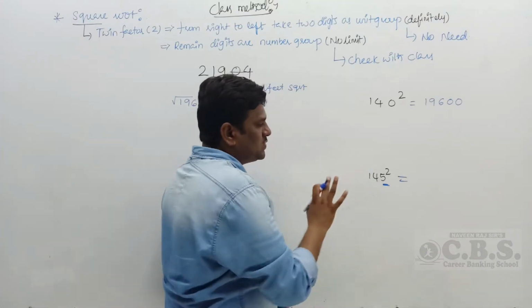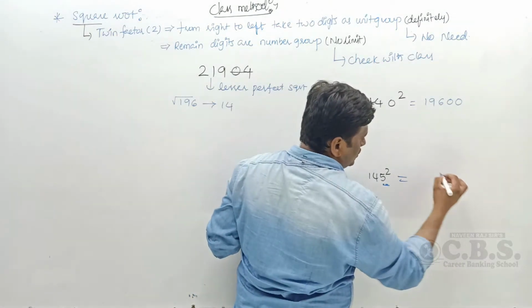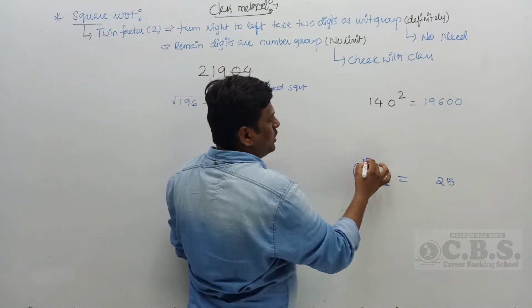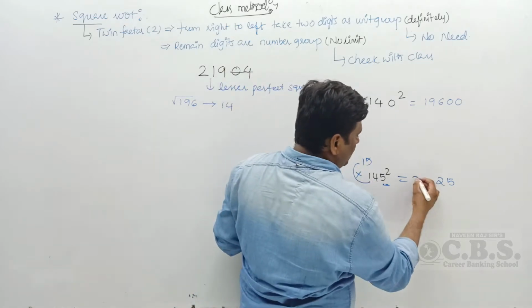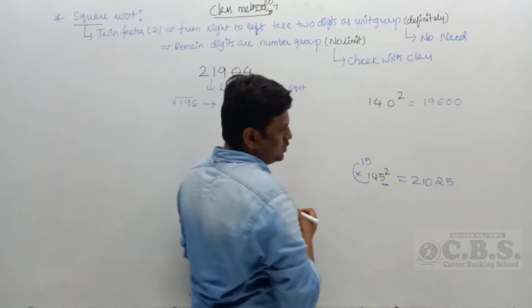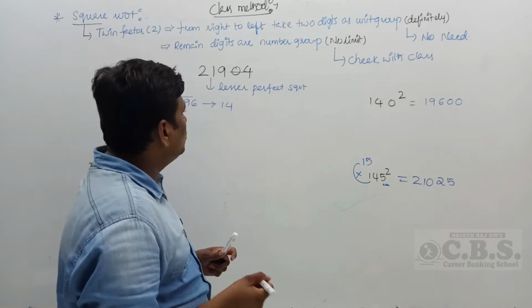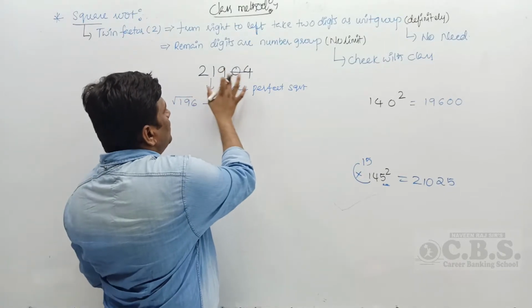If a number ends with 5, how do you find its square? You just do 5 square, which is 25. And 14 after what you get, 15. 15 times 14 gives you 210. So 140 whole square is 19,600, and 145 whole square is 21,025. Our number is 21904.